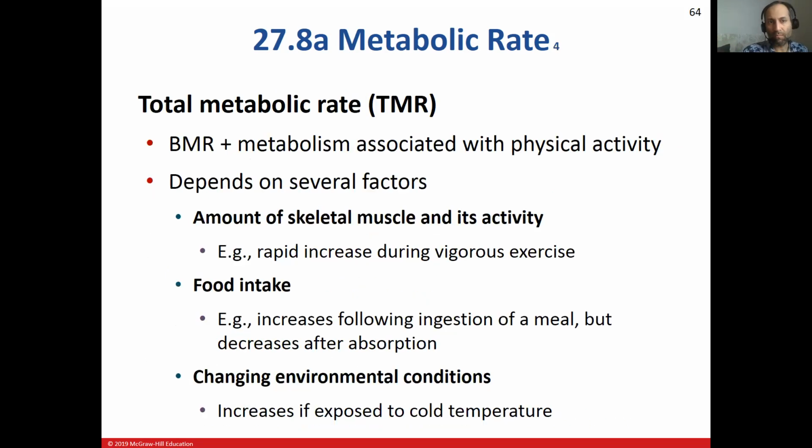So this is what your total metabolic rate basically boils down to: the amount of skeletal muscle, how much muscle you have and how much you use those muscles, the type of foods that you eat, and, again, remember how much I was talking about walking in the cold weather? Taking walks because of this. When you expose yourself to cold temperatures, you burn more calories. Your metabolism actually ramps up.